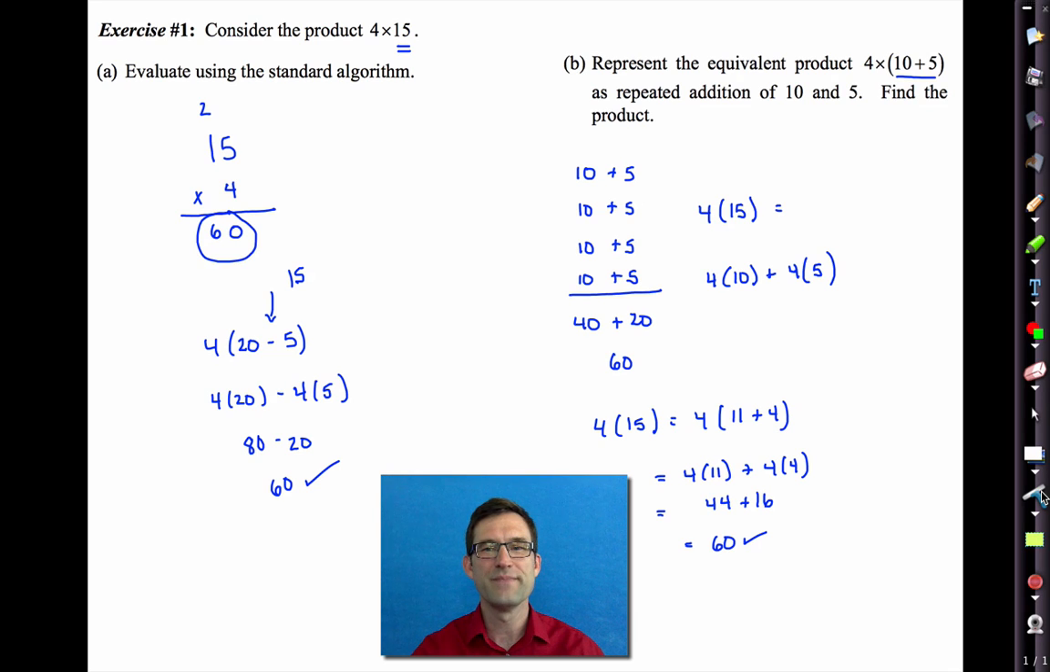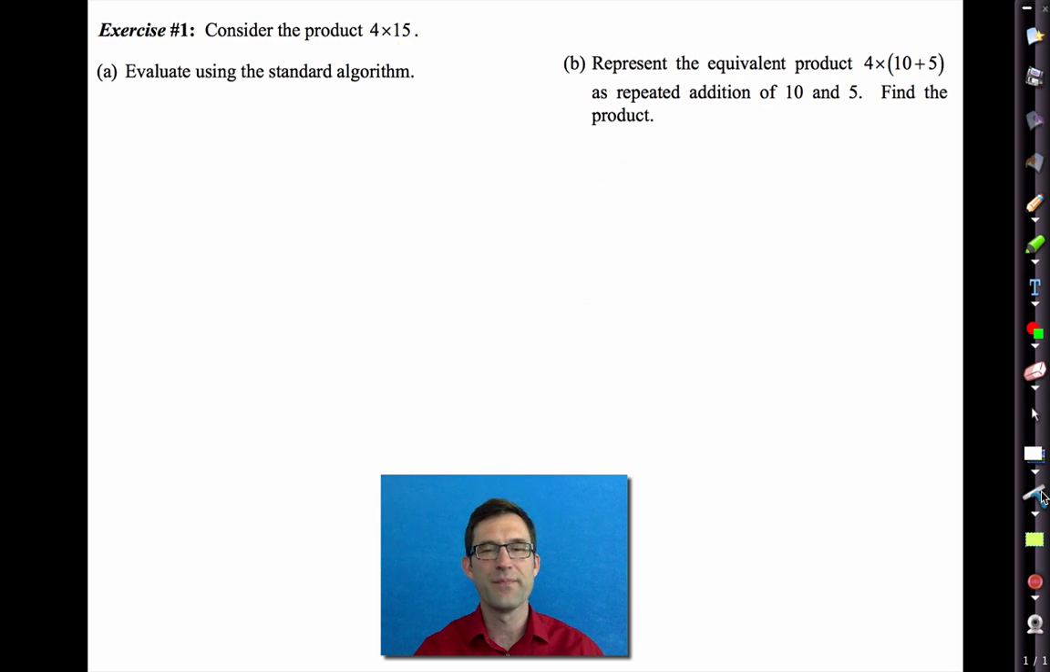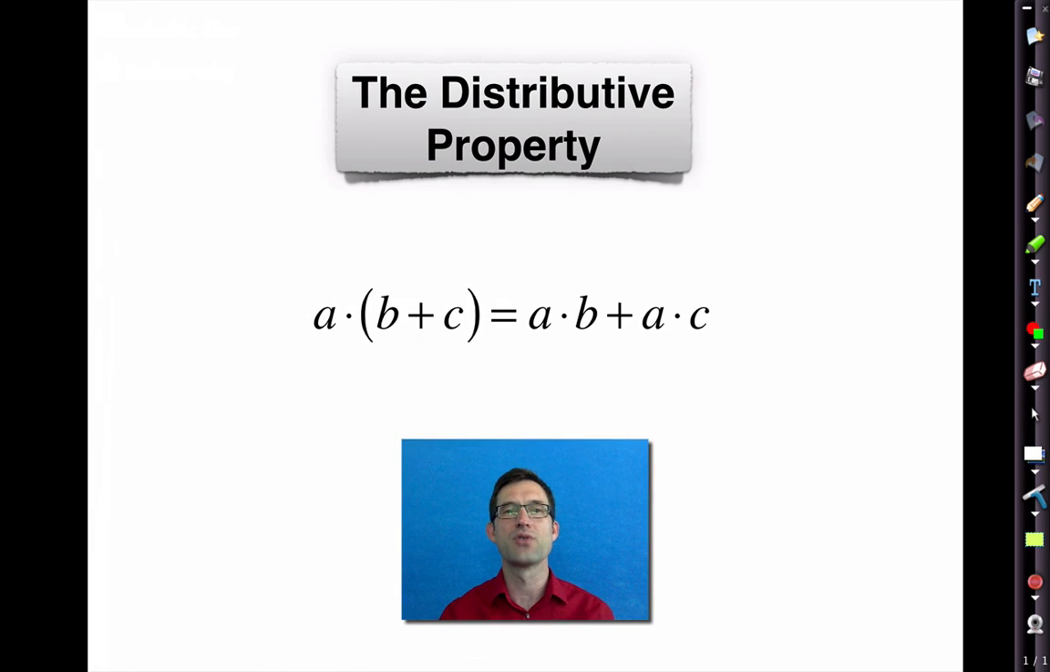All right, here we go. Let's move on. Let's talk about the distributive property. All right, the distributive property says if we're going to multiply A by B plus C, and this could also be subtraction, then what the distributive property says is that I can multiply each part of this particular expression by A and then do the addition second.